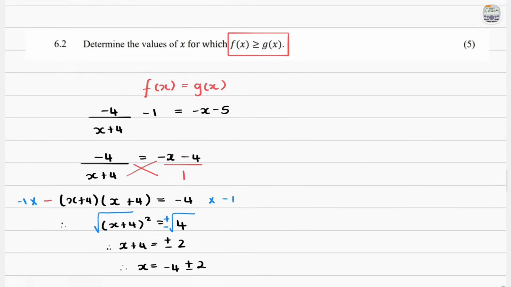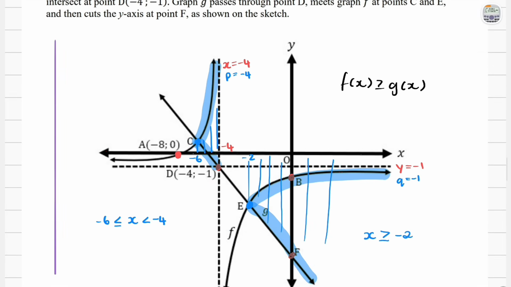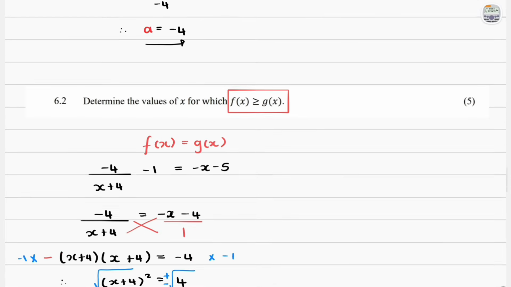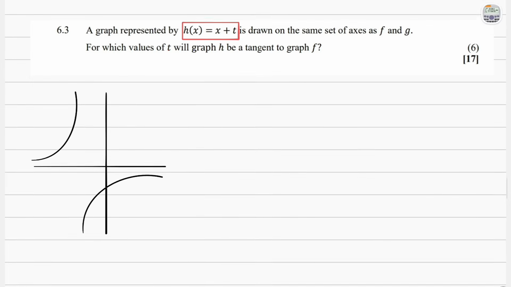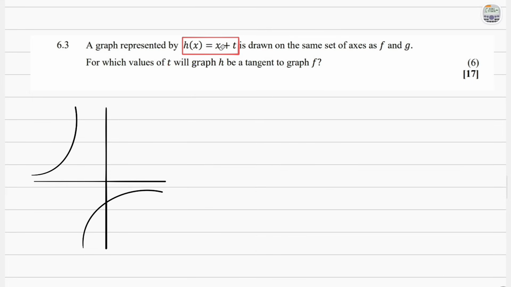Here is how we can look at this. Just remember what the graph of f looks like, because there's no use of using this same graph again. We know that it lies in the second and the fourth quadrant. So our graph looks like this. We have the graph of f, which looks like this. And now we're just going to tell them the values of t for which this new graph called h of x equals x plus t will be a tangent.